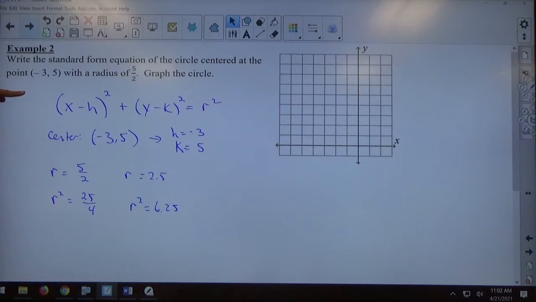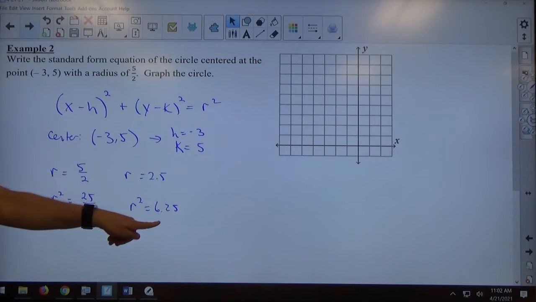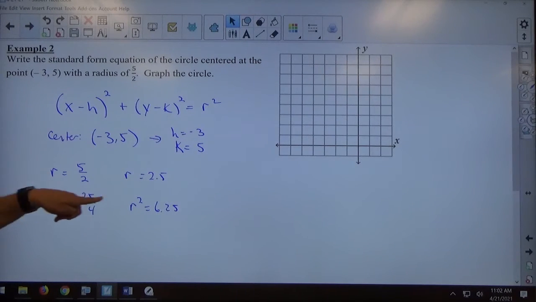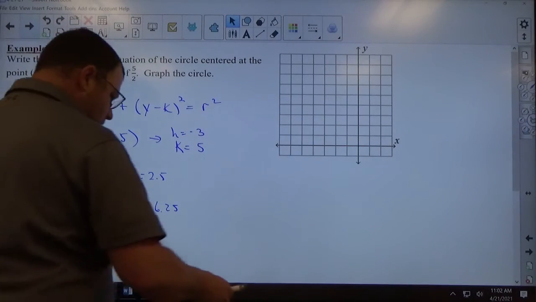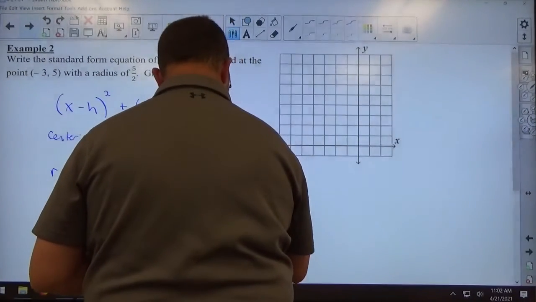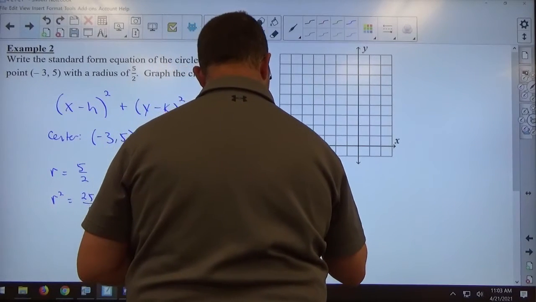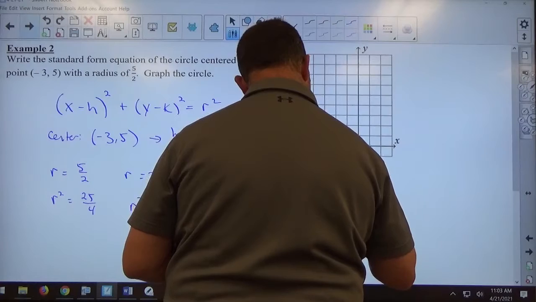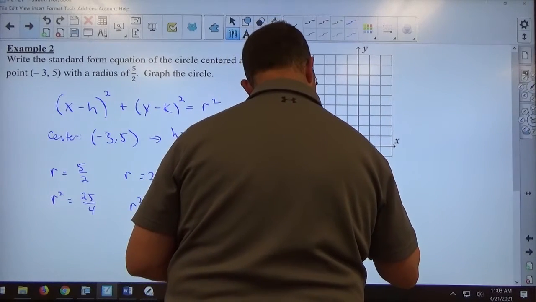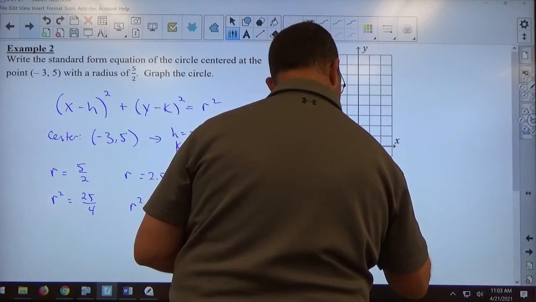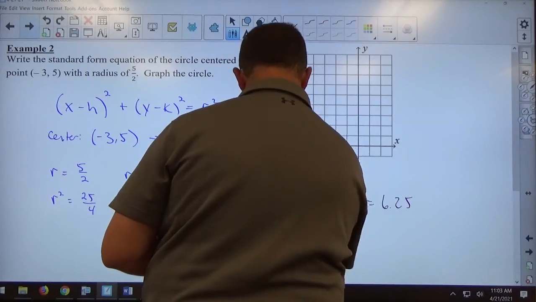So that's the structure of my answer. That's h, that's k, that's r squared. Do you want to use the decimal or the fraction? We'll use the decimal. So the answer would be (x plus 3) squared plus (y minus 5) squared equals 6.25. There's the equation of the circle.